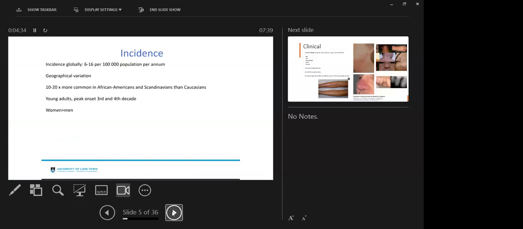So in terms of incidence, sarcoid globally affects about 16 per 1,000 population per annum. And there's quite a big geographical variation. They also think that these numbers may be influenced by the bias of reporting by healthcare workers that work within specific disciplines, for example, pulmonology versus ENT. There is a geographical variation.